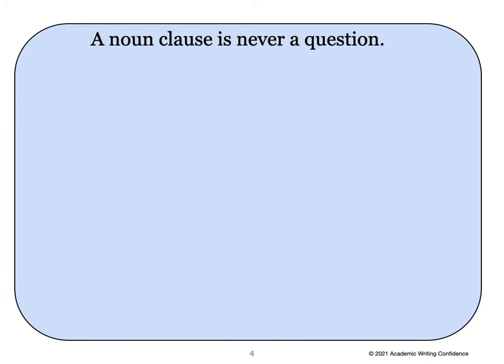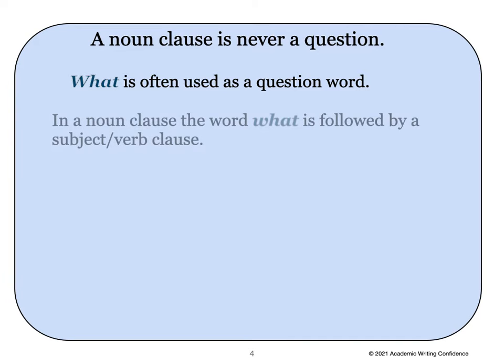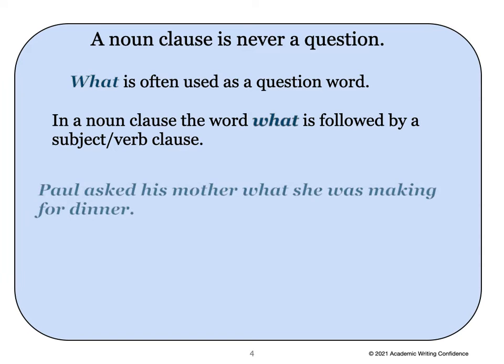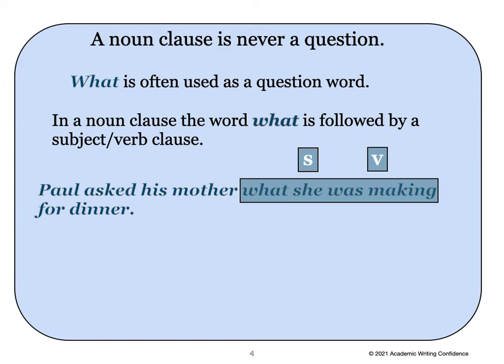I want to remind you that a noun clause is never a question. The word what is often used as a question. However, in a noun clause, the word what is followed by a subject-verb clause. Now let's look at an example. Paul asked his mother what she was making for dinner. Now in this noun clause, after the word what, you have the subject, she, and the verb, was making.